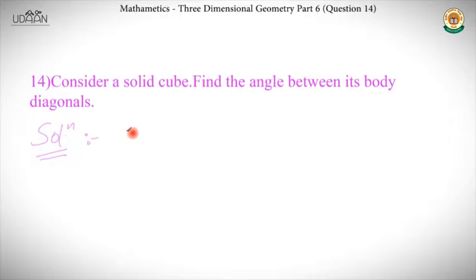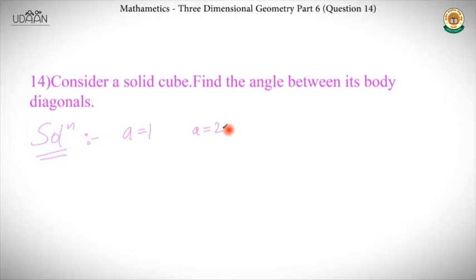The first concept involved is that the edge of the cube does not affect the angle made between the body diagonals. Say if the edge of the cube is 1, the shape of the cube is the same. If the edge is 2, again the shape is the same, so the angle would not change. So it is independent of the edge.